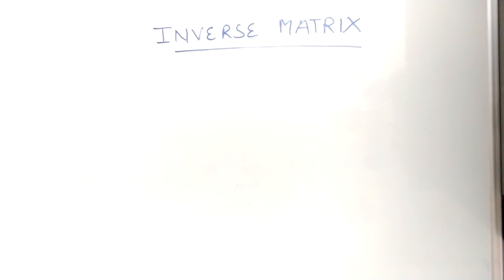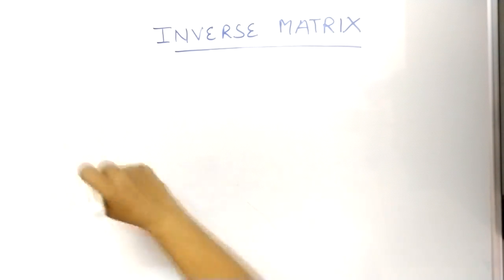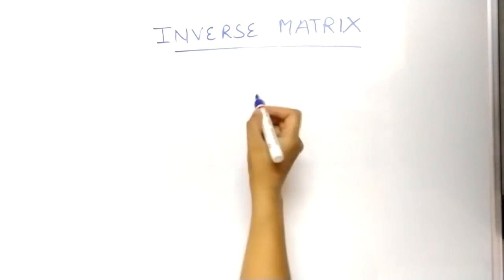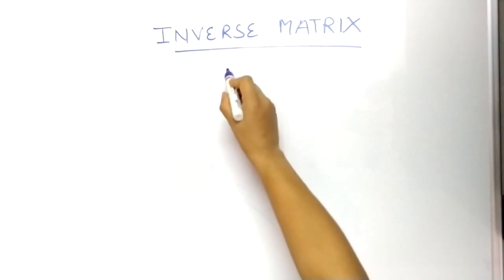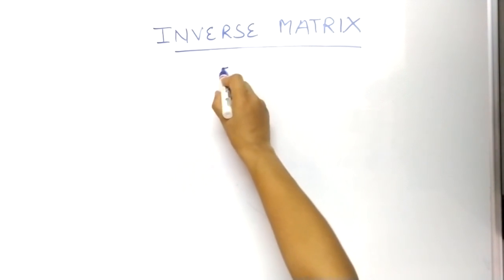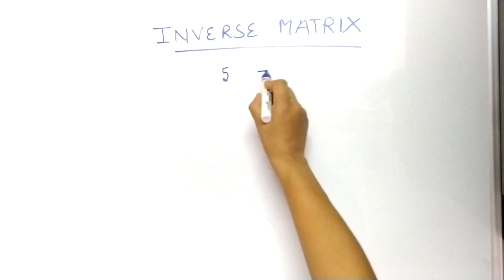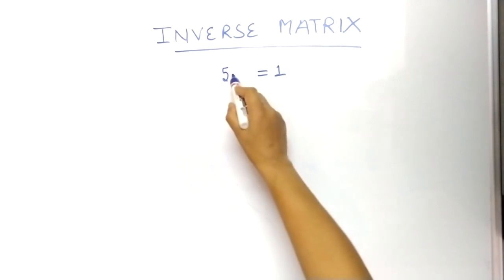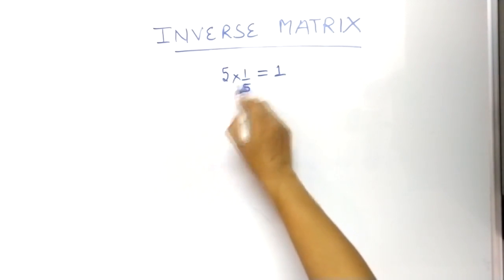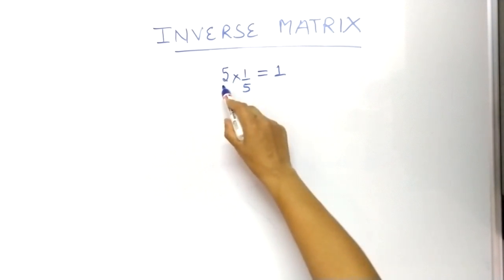So today I will discuss another very important chapter of matrix, that is inverse of matrix. Now, as you know in numbers, if you have a number 5, then there is a number such that the product of these two will be 1. So you will say that 1 by 5 is the multiplicative inverse of 5.